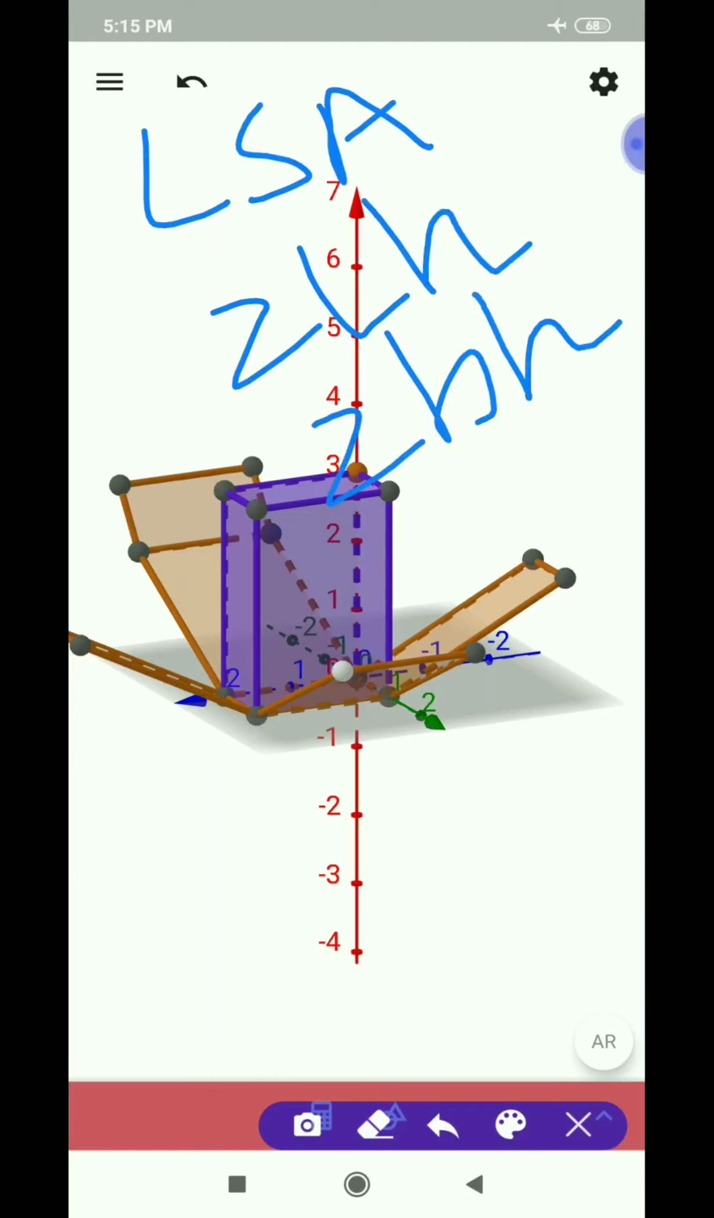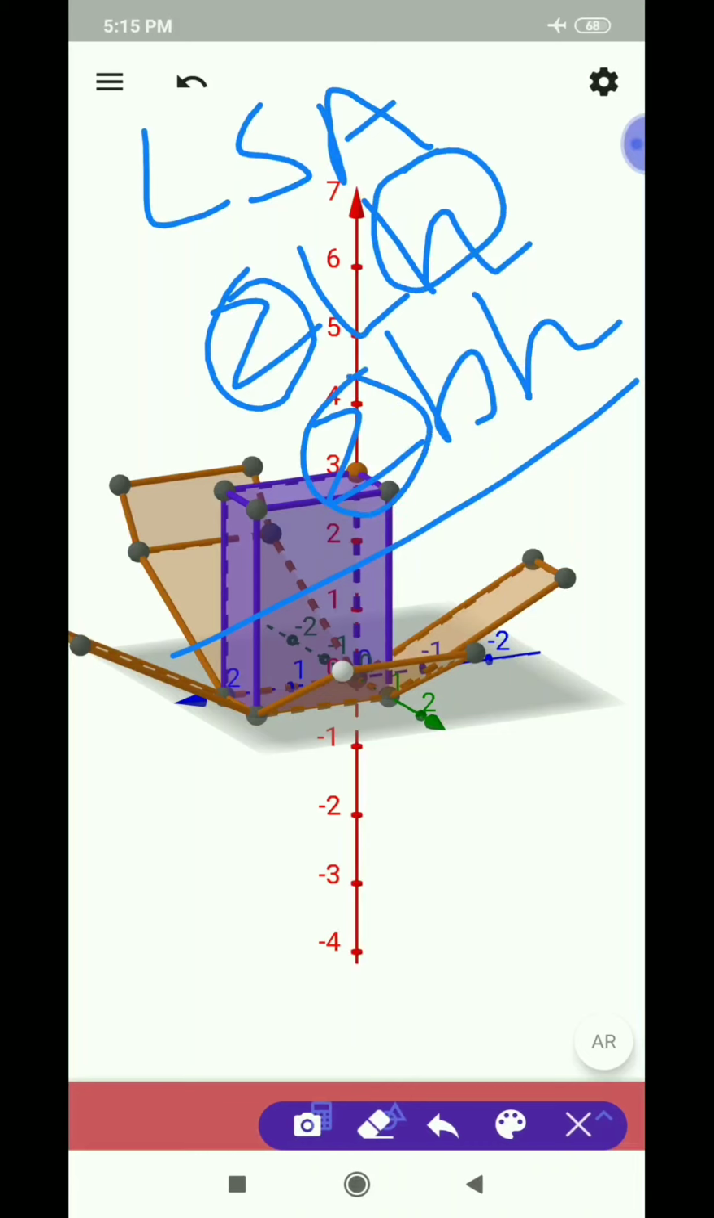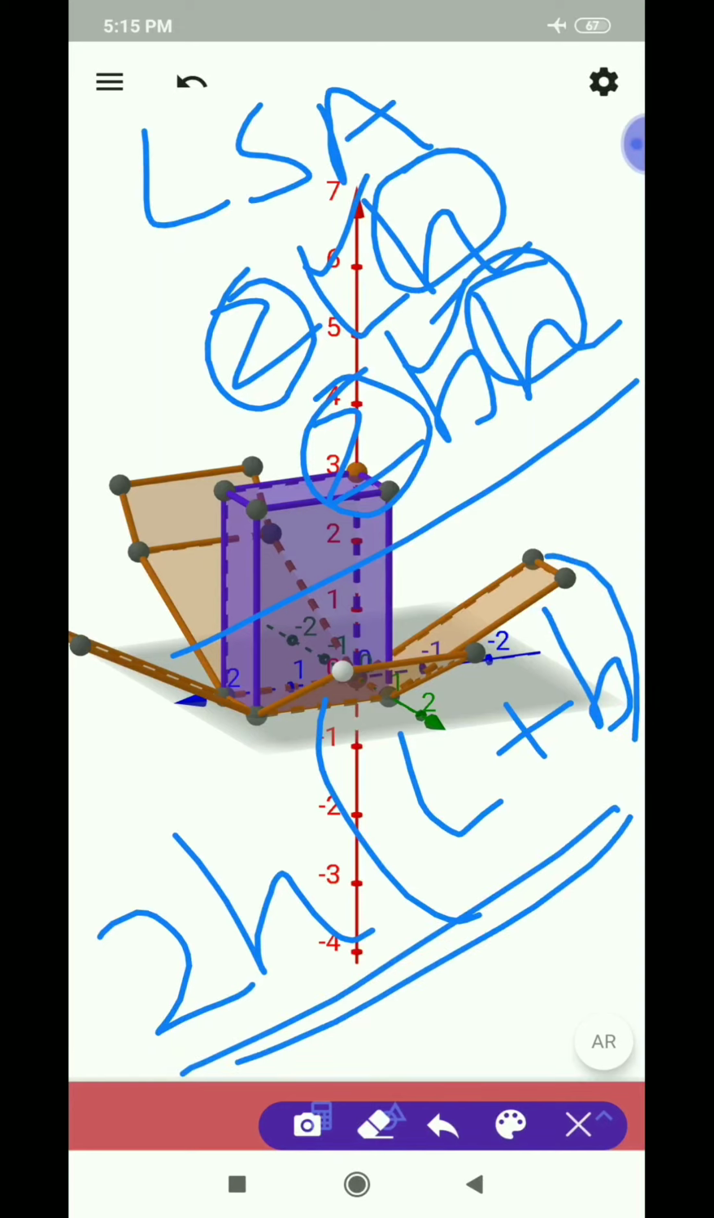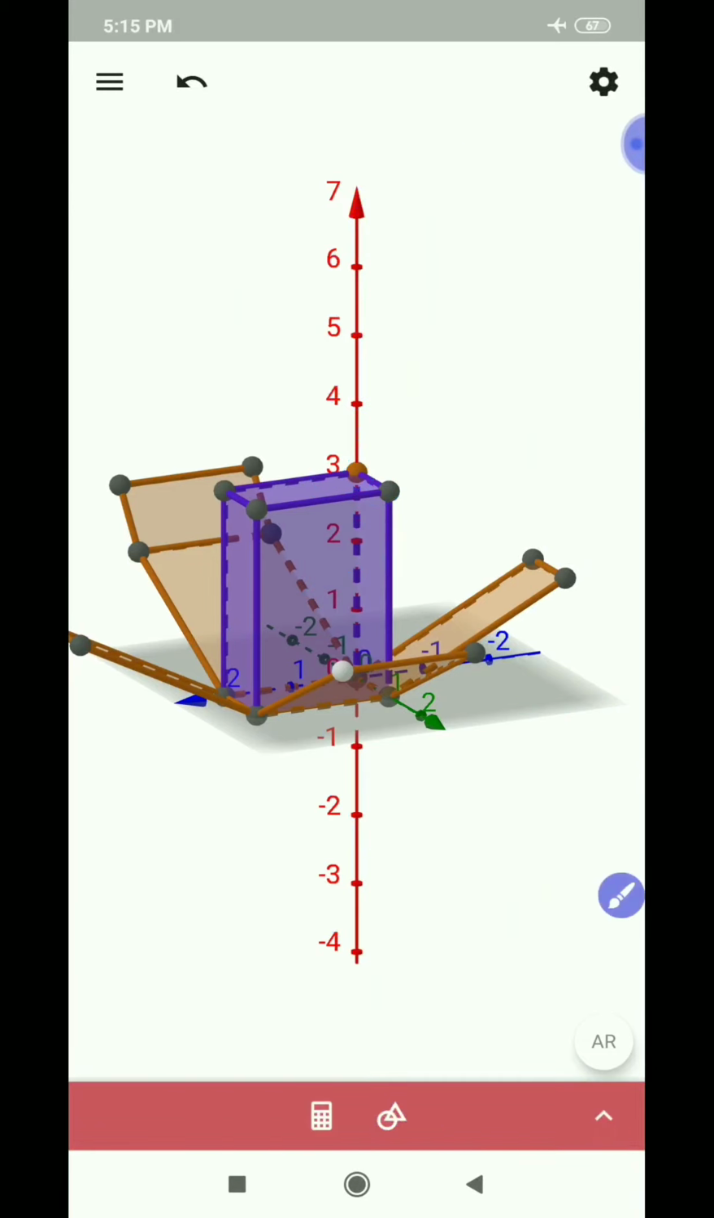We have to add these two. We can take 2H as common. So it becomes 2H into the remaining one, L plus B. So the lateral surface area formula is 2H into (L plus B).